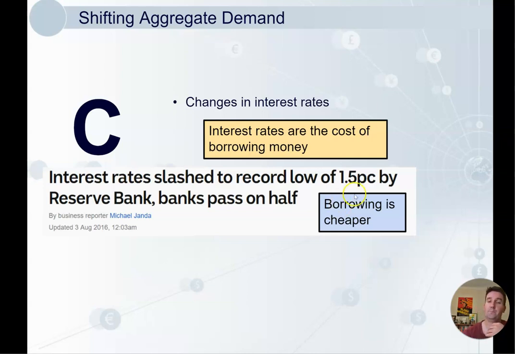So in 2016, the Reserve Bank slashed to a new record low of 1.5%. That meant that everyone with a mortgage suddenly didn't have to pay as much each month. So that was more money that they could spend on things like consumption. Households suddenly had more income in their hands, so they could spend more.